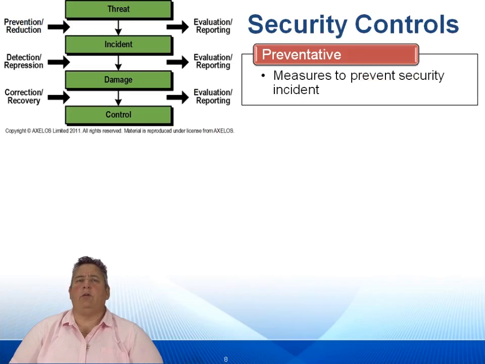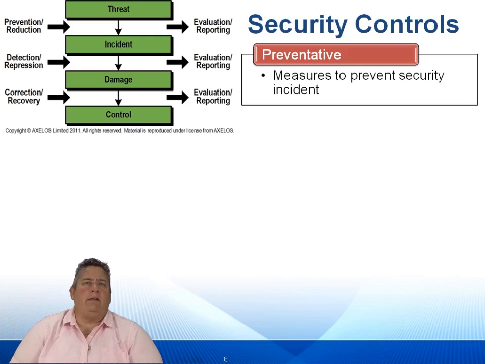Okay, so the security controls themselves. We do have the diagram in the upper left-hand corner where we're showing kind of a highly generic, I'm going to say, life cycle of a security event where we could have a threat, we have the incident, we have damage done, and then we go through and have a bit of control. And you'll notice on the left-hand side of that diagram that once we have a threat, we can implement preventative or reductive controls. Once there's been an incident, through detection and repression, we can control that incident.